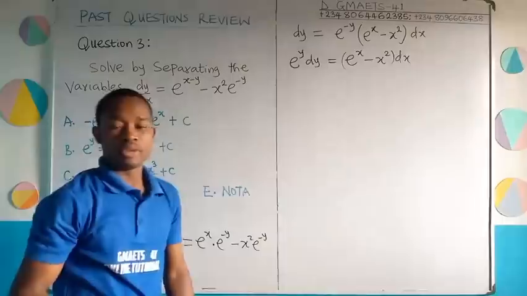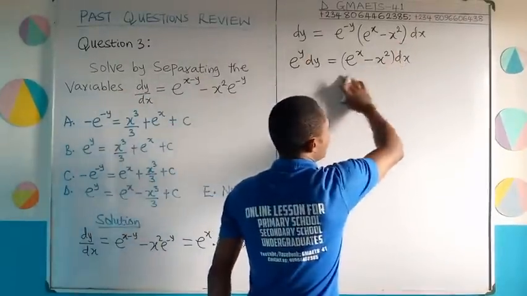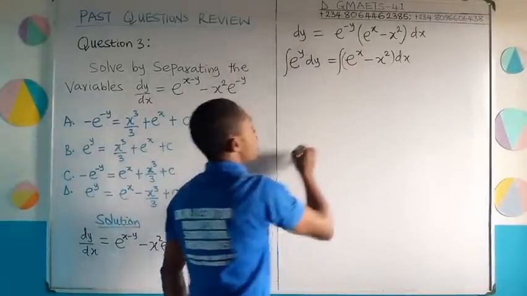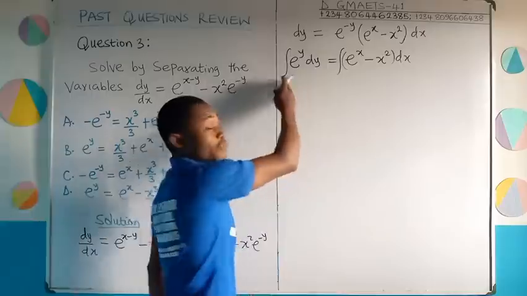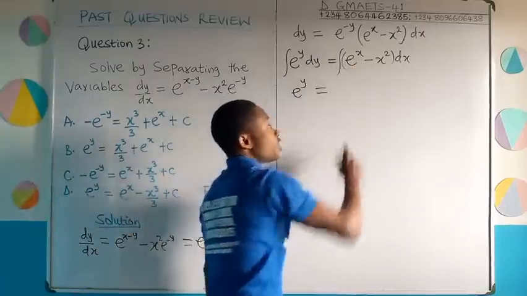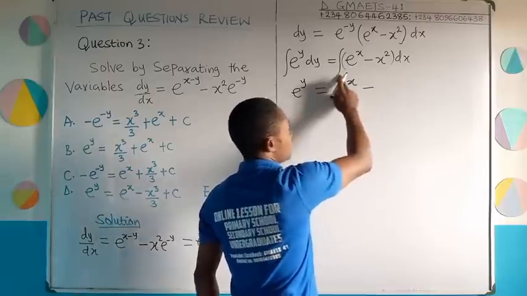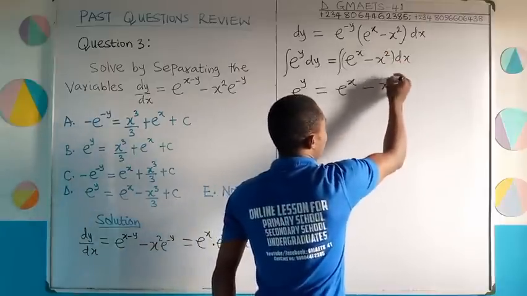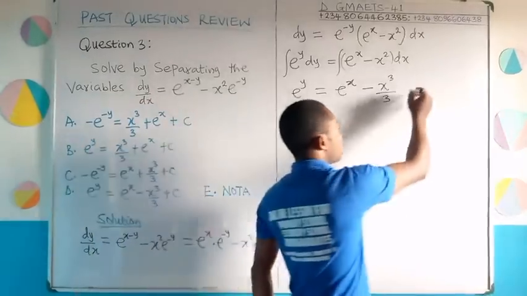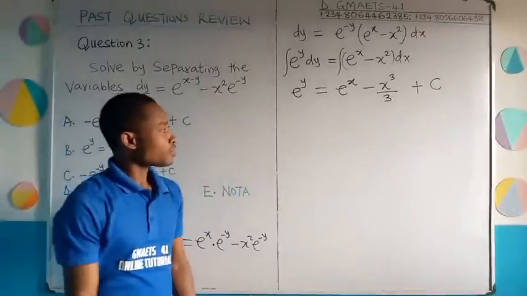So we've separated the variable. The dy coefficient is carrying a y variable, and then the dx coefficient is carrying, of course, x variables. So we can now integrate at this point. Exponential y dy, if you integrate that, you're going to get exponential y. That is equal to the integral of exponential x dx, which is going to give us exponential x. Then minus the integral of x squared dx will give us x raised to power 3 all over 3. I am done integrating, therefore I shall add the constant of integration there, which is c.